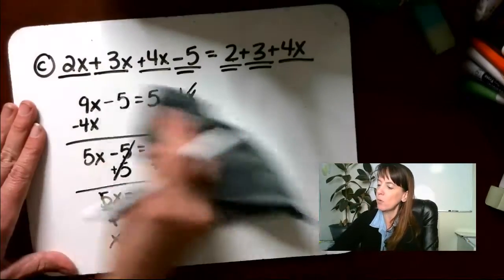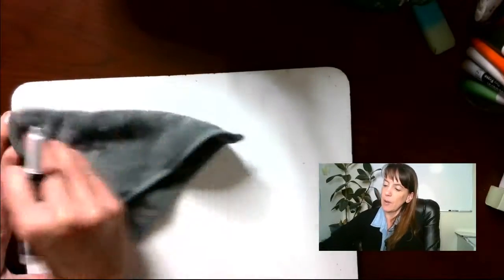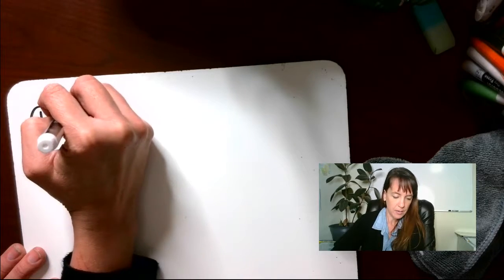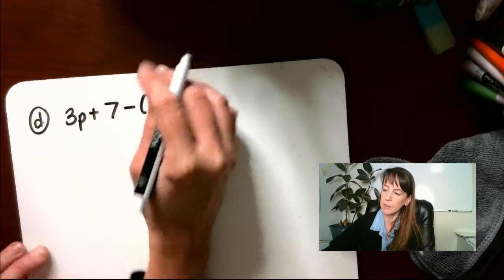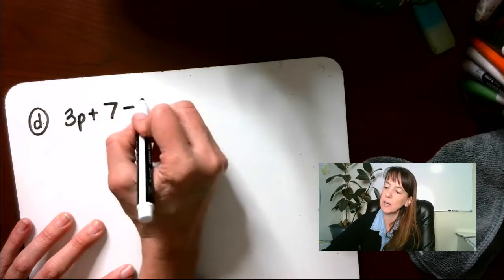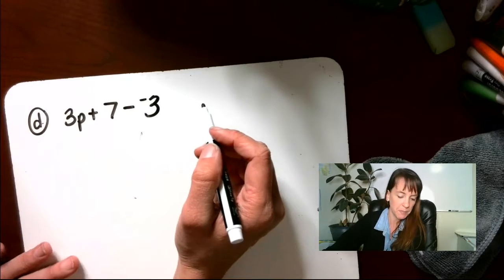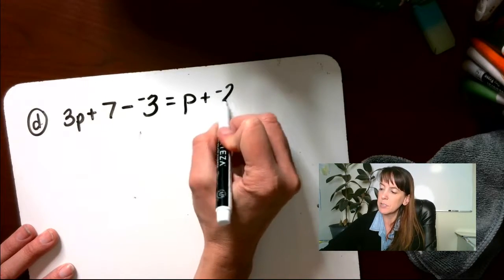All right, guys, one more problem. You write it out, and then you can pause it and see if you haven't already. So for D, we have 3p plus 7 minus negative 3. There are parentheses in here, but I don't like using them, so I just make sure my negative is boosted up a little bit, okay? So negative 3 equals p plus negative 2.